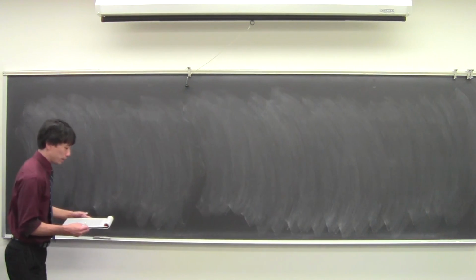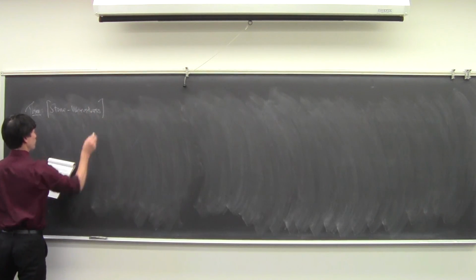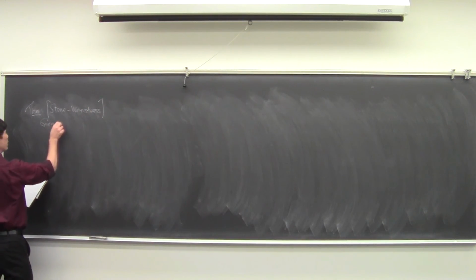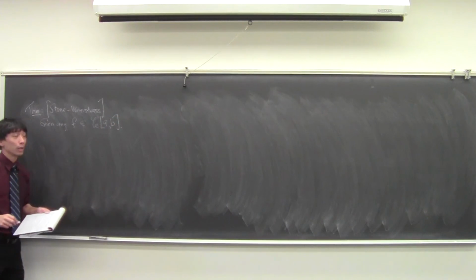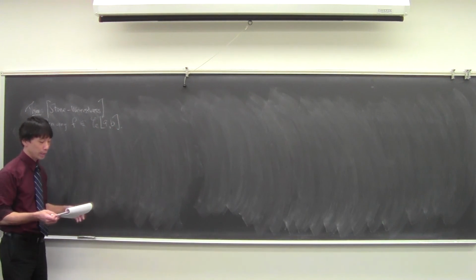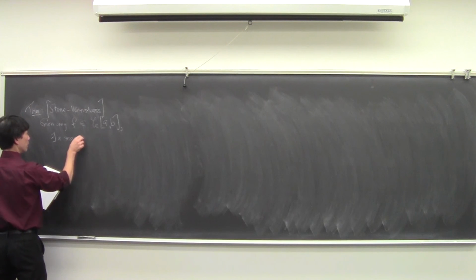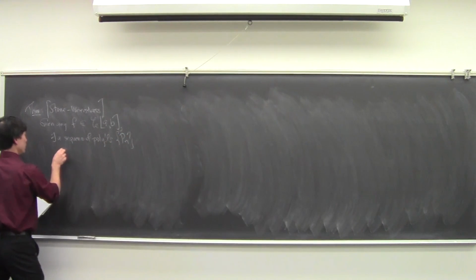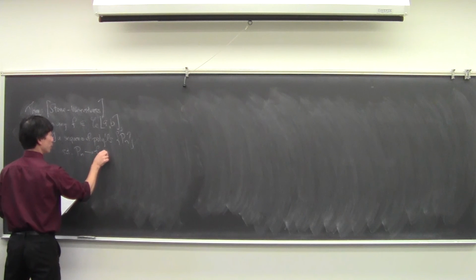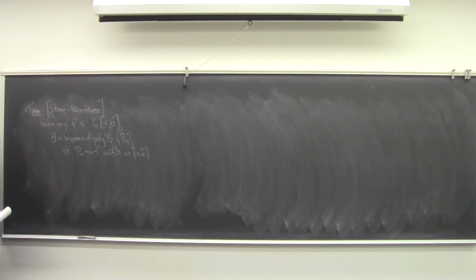Okay, so here it is. The theorem of Stone-Weierstrass. Given any function in the continuous functions on some closed and bounded interval [a,b], there exists a sequence of polynomials, P_n, such that P_n converges to f uniformly on [a,b].